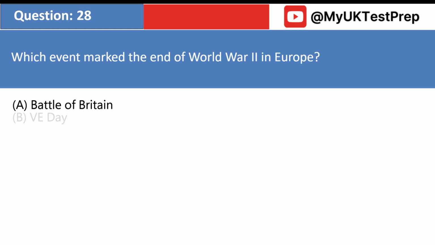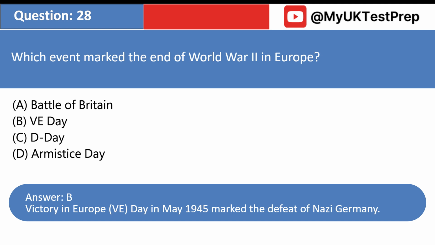Which event marked the end of World War II in Europe? A. Battle of Britain. B. VE Day. C. D-Day. D. Armistice Day. Answer: B. Victory in Europe, VE Day in May 1945 marked the defeat of Nazi Germany.